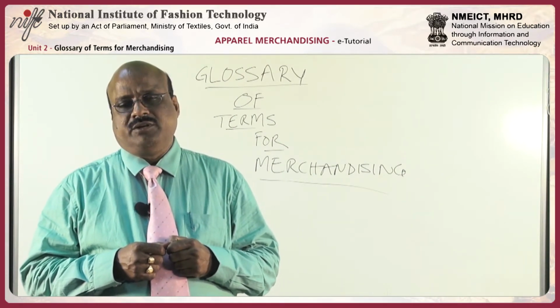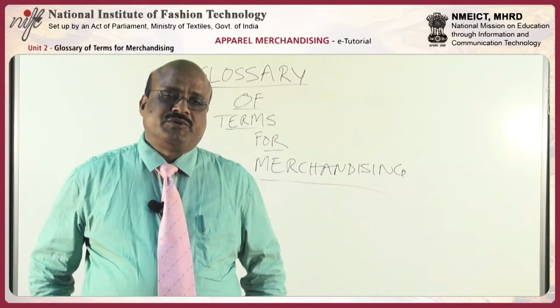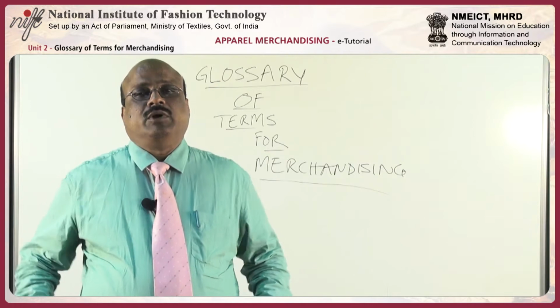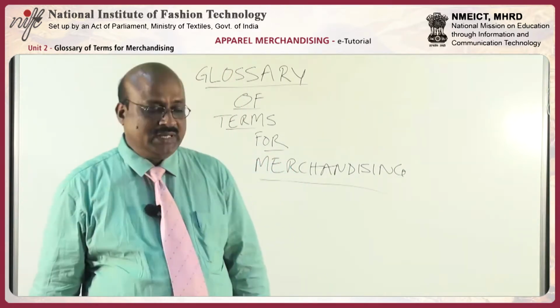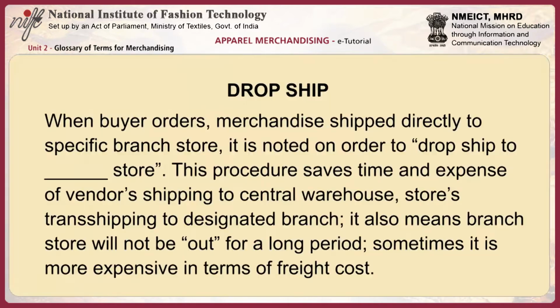Another important term in this context in merchandising is dropship. So what is a dropship? How do you understand the term dropship? When a buyer orders merchandise shipped directly to a specific branch store, it is noted that the order is to drop ship to that particular store. This procedure saves the time and expense of the vendor shipping to a central warehouse and the stores transshipping to the designated branch. It also means that the branch store will not be out of stock for a long period.